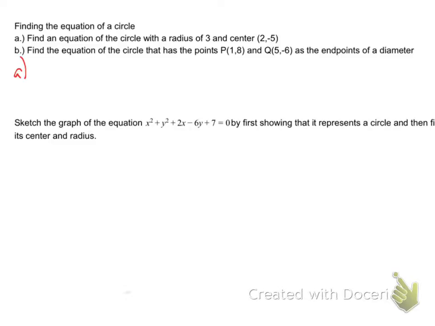So we'll do part A right here. Now this is not centered at 0, 0. So I have to use the first equation we were given, x minus h squared plus y minus k squared equals r squared, correct? What's h?